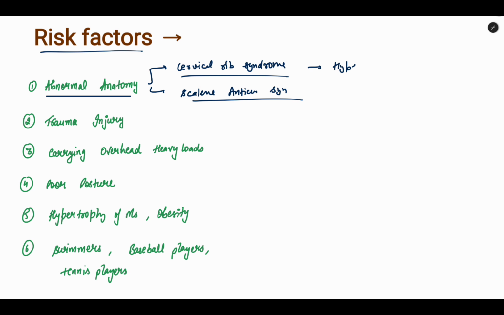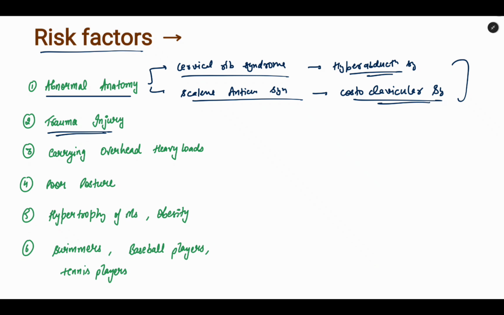In hyperabduction syndrome, the compression of structures occurs due to the pectoralis minor muscle, and in costoclavicular syndrome, the compression occurs due to the clavicle bone. So these are the basic risk factors due to the abnormal anatomy.